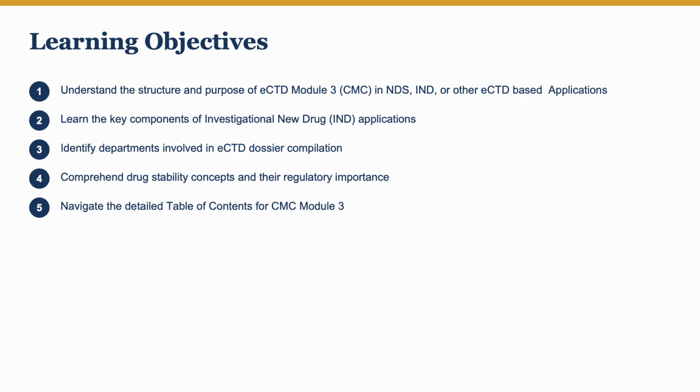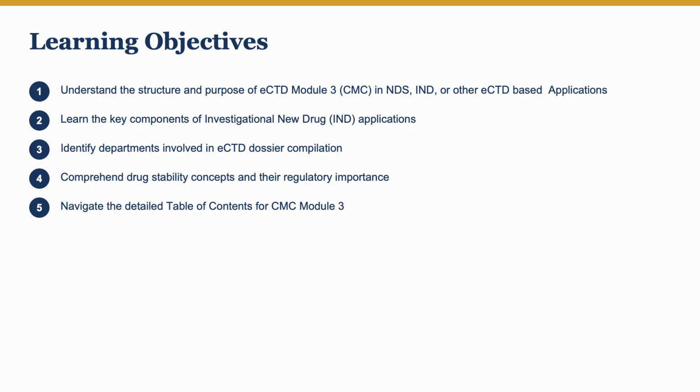First, we need to understand the overall structure and purpose of eCTD Module 3. This module is where all the chemistry, manufacturing, and controls information lives. Second, we will learn about the investigational new drug application, which is the gateway to conducting clinical trials in humans. Third, we will identify all the departments involved in compiling an eCTD dossier. This is truly a cross-functional effort.